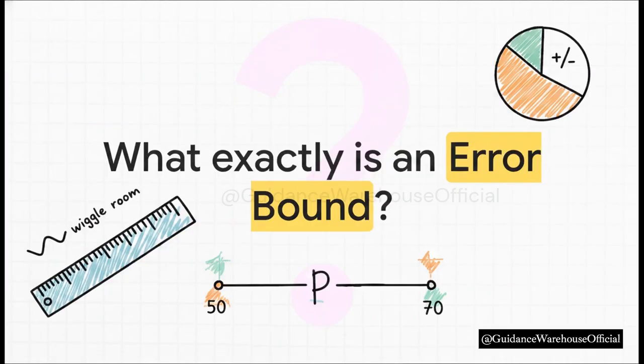Now you might be asking, wait, what exactly is an error bound? I see students get stuck on this all the time. Think of the error bound conceptually as your margin of wiggle room. You know that plus or minus you constantly hear in political polls? That's it. If our estimate is 60%, but our math gives us an error bound of 10%, our interval stretches down to 50% and up to 70%.